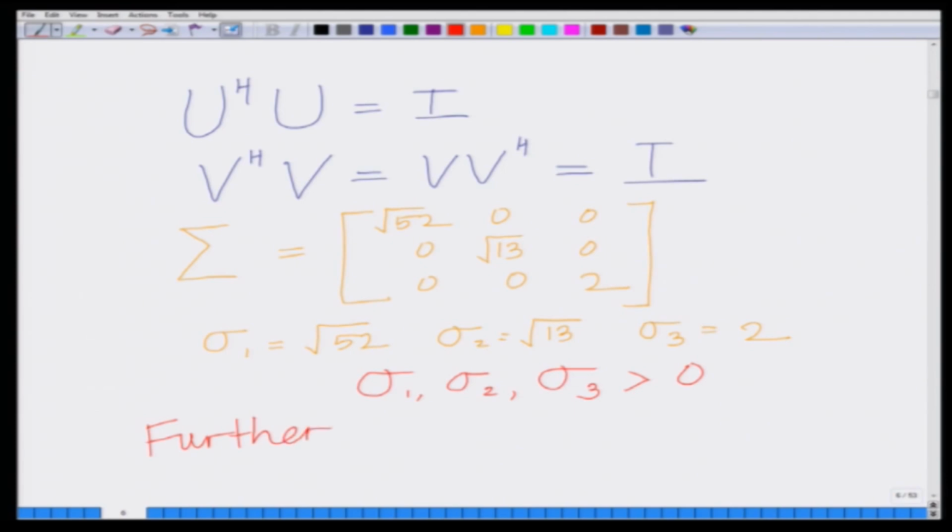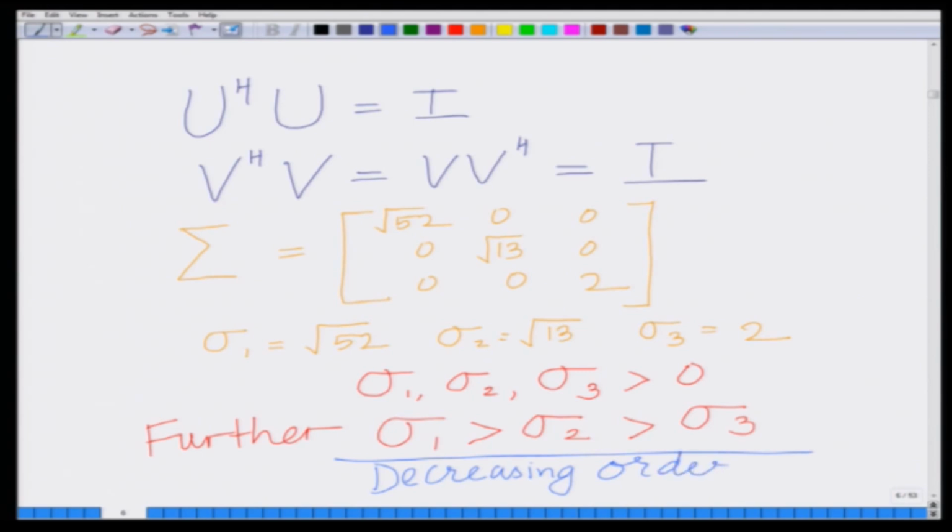Further, we have sigma 1 greater than sigma 2 greater than sigma 3, which means the singular values are in decreasing order. So, we have the diagonal matrix sigma, the 3 singular values square root of 52, square root of 13 and 2 which are non-negative, in fact they are positive, and these singular values are in decreasing order because square root of 52 is greater than square root of 13 is greater than 2.